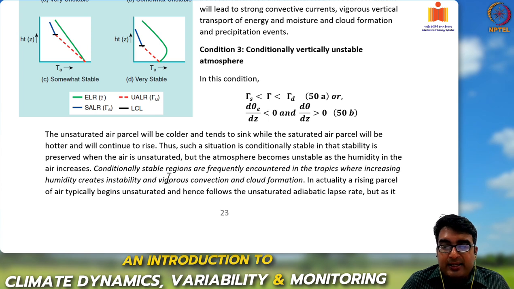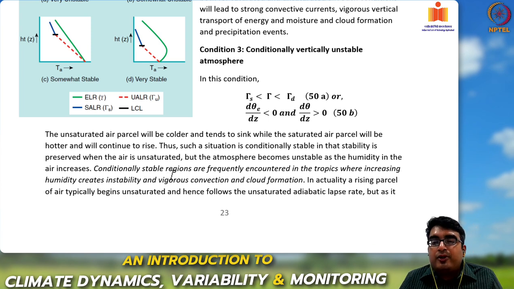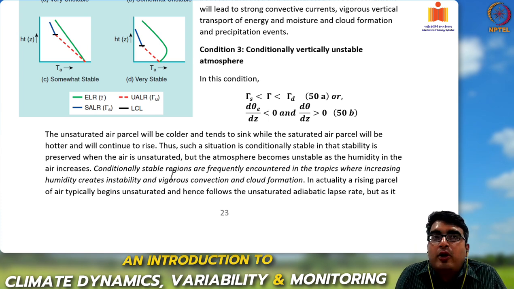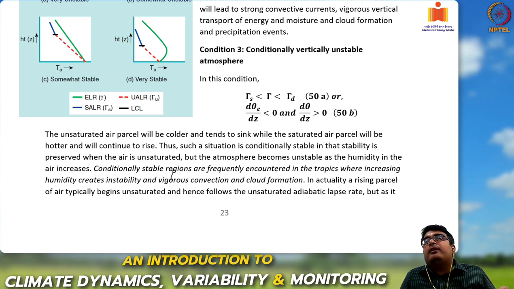And what is very interesting is that conditionally unstable regions are frequently encountered in the tropics, where increasing humidity creates instability and vigorous convection and cloud formation. So as the air becomes more humid with evaporation, you will see a shift from a stable to an unstable region, and convection cells will form, cloud formations and storm fronts will begin to appear.